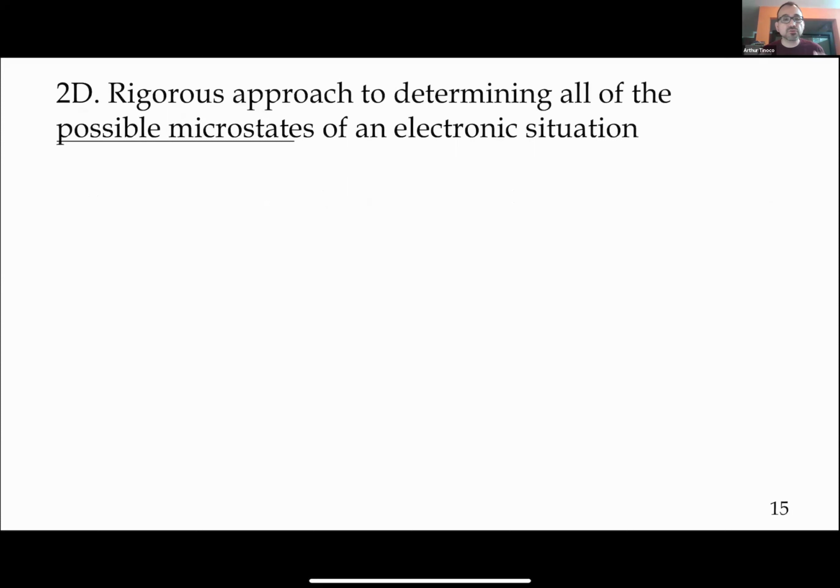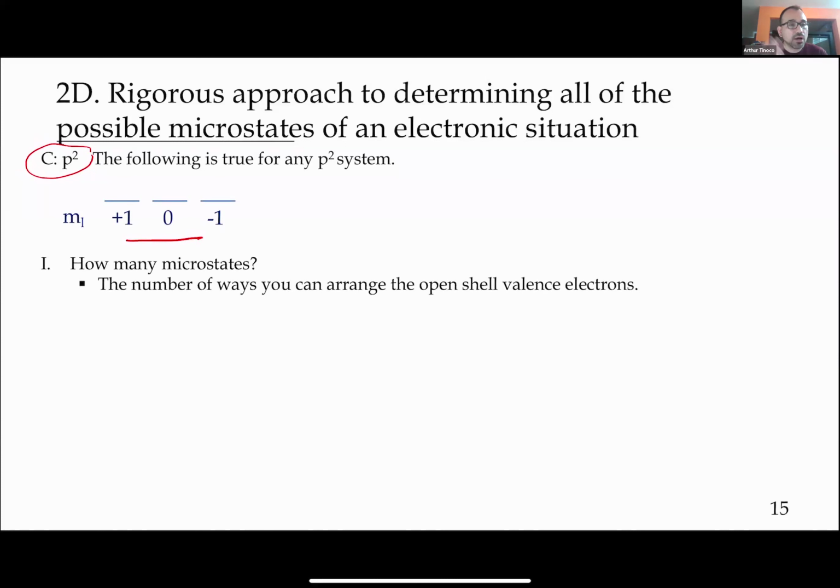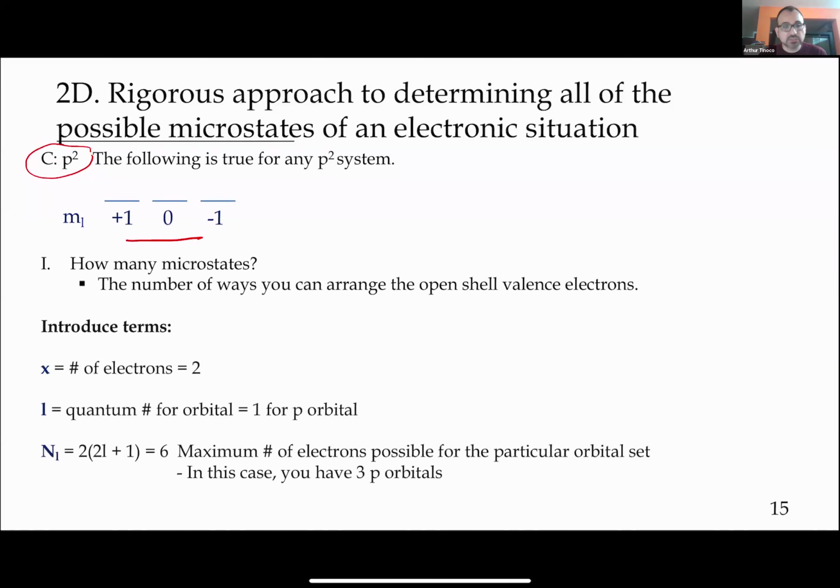So now I'm going to teach you the rigorous approach to determining all the possible microstates of an electronic situation. I'm going to use an example so that we can go through this exercise. So we're going to stick with the p2. I like to recycle things so that it's easier to follow. So we're going to focus on the p2 system to do this, and then we're going to define terminology. So how do we put these 2 electrons into these 3 p orbitals? How do we do that in terms of how many possible ways of doing that? How many possible ways is how many microstates, the number of ways you can arrange the open shell valence electrons. So here we'll define terminology.